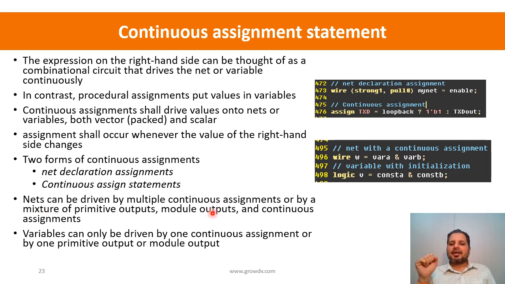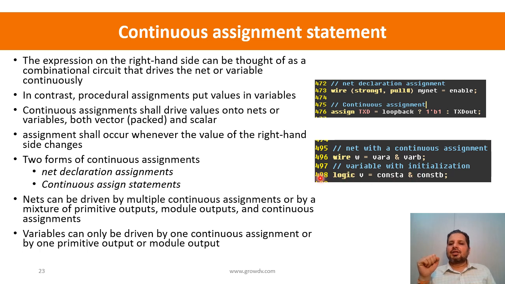When you do it on the net data type, you can have multiple continuous assignment statements working on the particular net, because it will anyway have a resolution function through which it will take care. But when you do it on the variable, you have to make sure that the left hand side variable is driven by only one continuous assignment statement. It cannot be multiple.